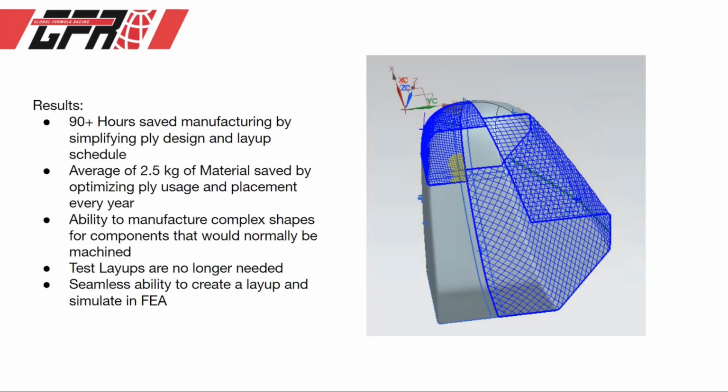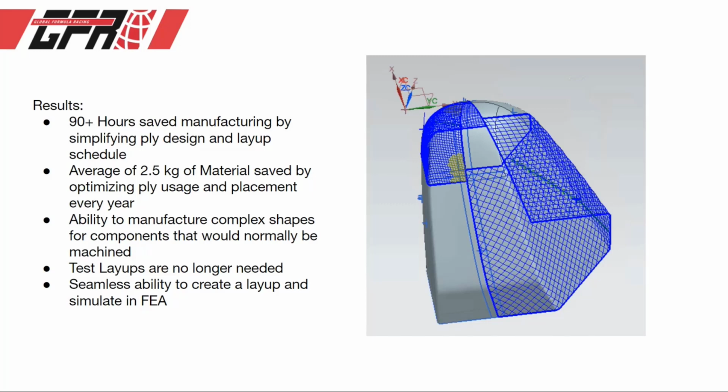This software tool saved us over 90 hours through quick visualization and simple editing of problem areas in ply layups on composite parts. For the chassis alone, we cut down manufacturing time by 50 hours over the last 4 years. Each year, we save on average 2.5 kilograms of wasted material by efficiently designing the ply layups and automating the cutting process by exporting FiberSim to plies.